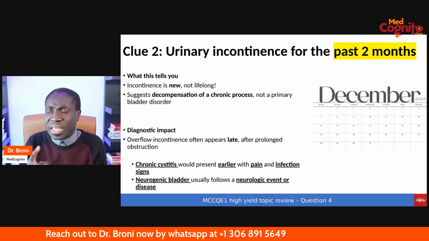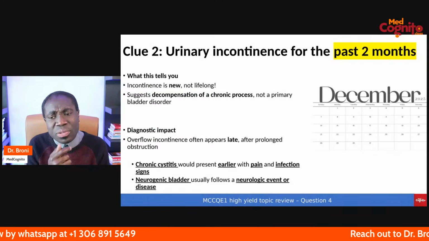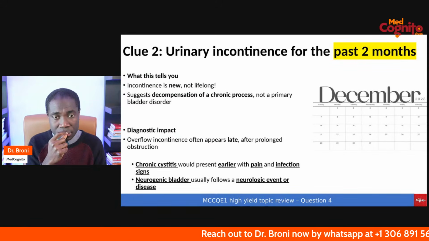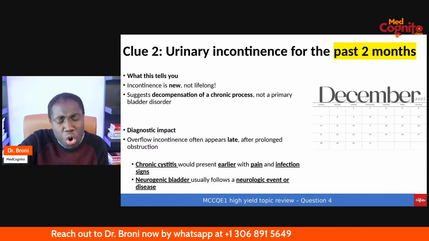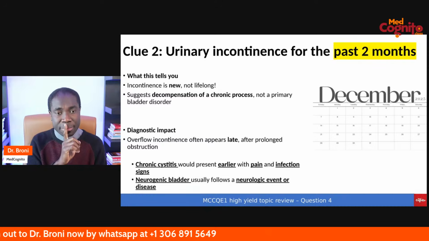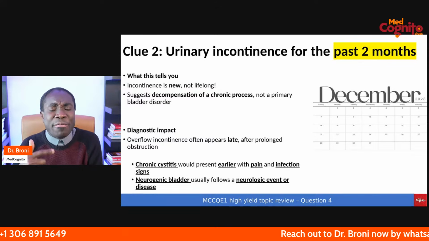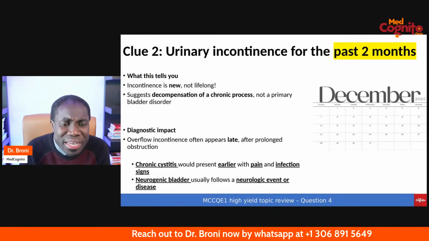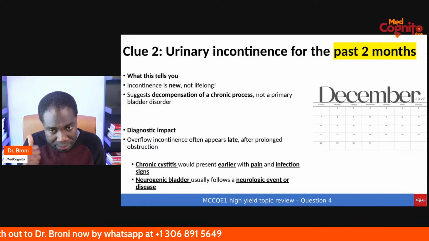So if you should take your time and dig into the history of this patient, you realize that the patient will tell you that, oh, doctor, I've been having hesitancy for some time. I've been having low urine stream for some time. Whenever I go to the washroom, it feels like I have been unable to empty my bladder. I've been having a feeling of incomplete bladder emptying for some time.